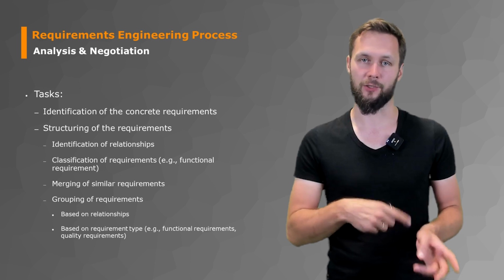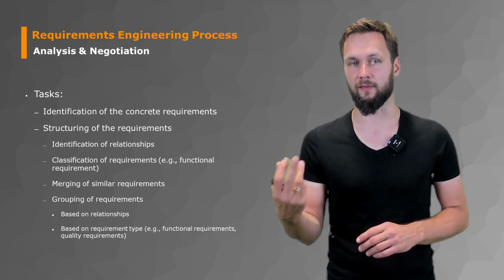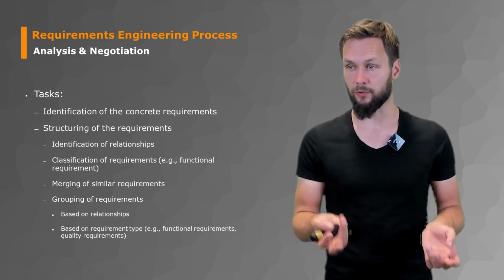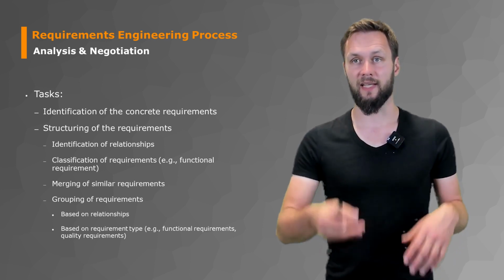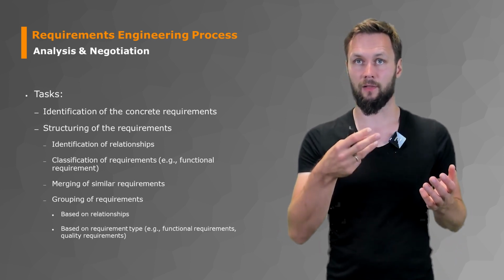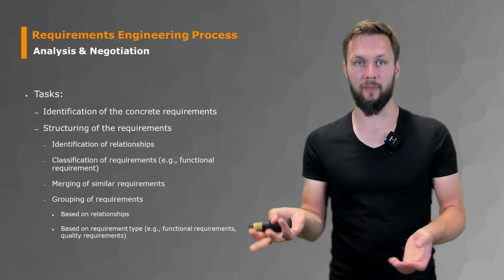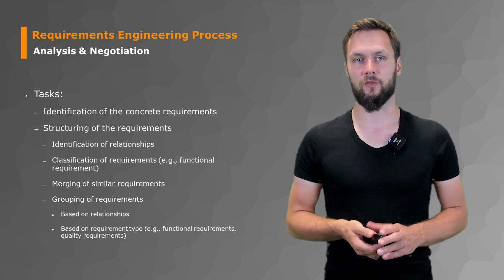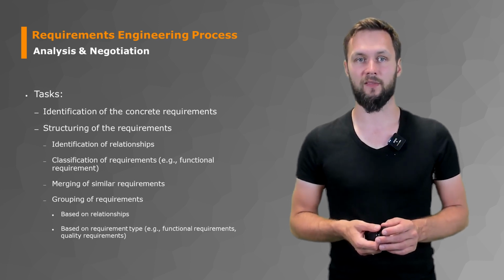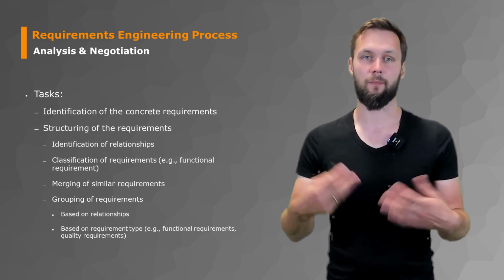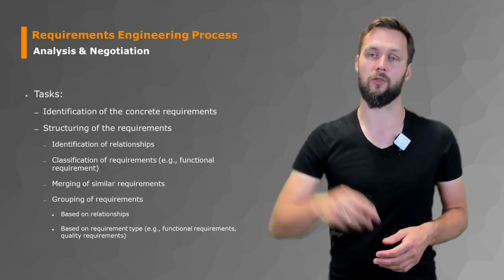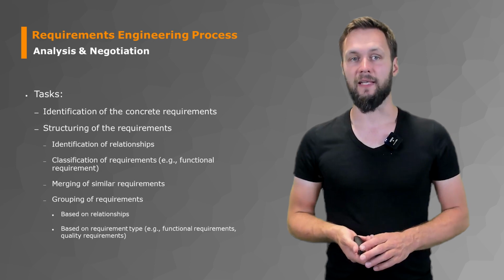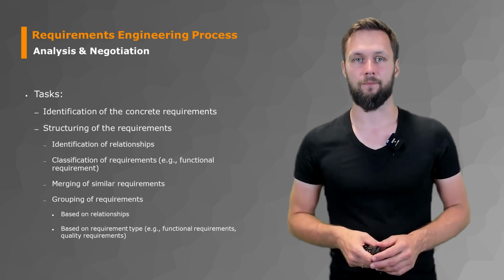We'll talk about functional, non-functional requirements, constraints later on. Merging of similar requirements, because maybe you did some interviews or workshops where people came up with very, very similar ways of phrasing the same requirement. So you just merge them together if this is applicable. You can also start grouping requirements based on relationships or maybe based on functionalities. They could all belong to the user interface or to the database or some other meaningful way of structuring them.